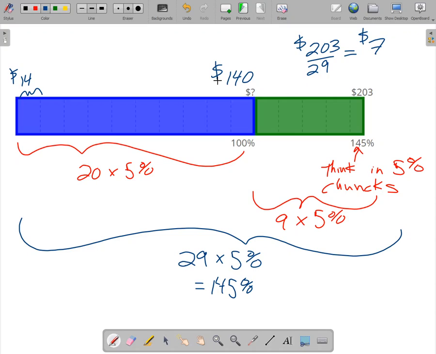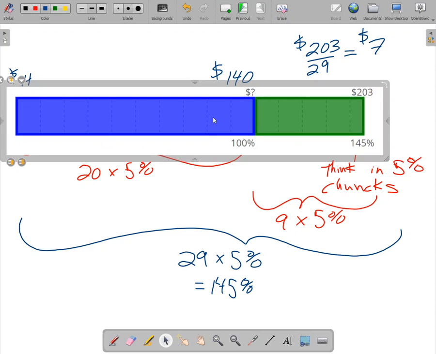So I can just kind of play around with grouping, division and multiplication. Or we can set up a proportion, which is a super powerful feature, especially when these numbers don't come out nice. So let's take a look at the proportion version of this.